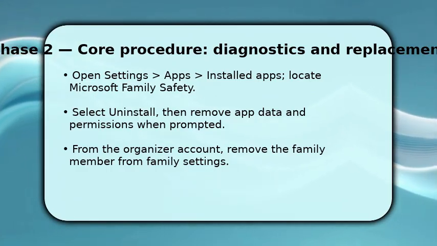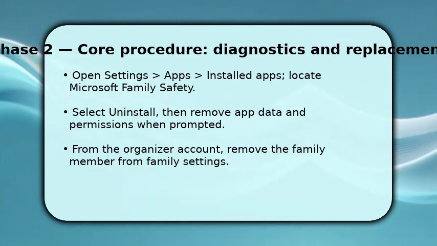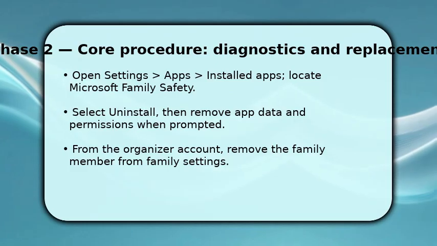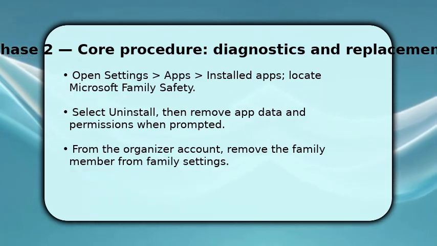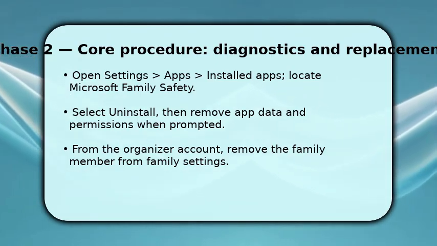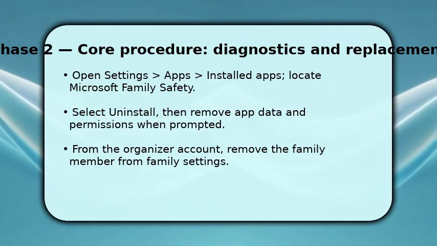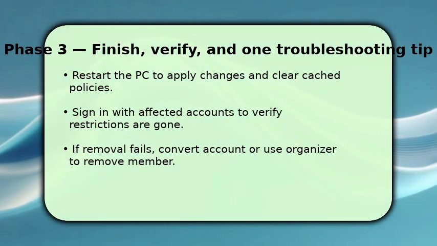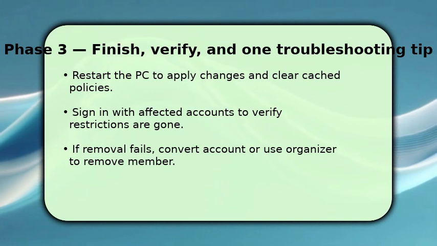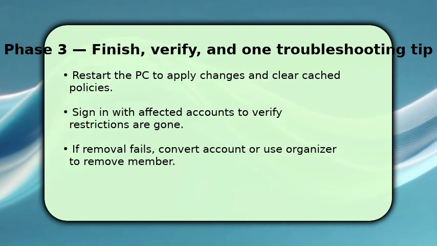Make sure to revoke any device or location permissions tied to the family profile, and double-check the child account is no longer listed on this PC. Restart the PC to ensure group policies and cache settings clear. Once booted, sign in with the affected account to confirm restrictions, app blocks, and screen time limits are gone.